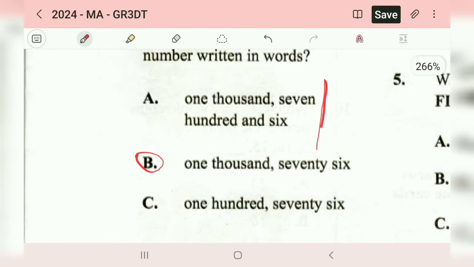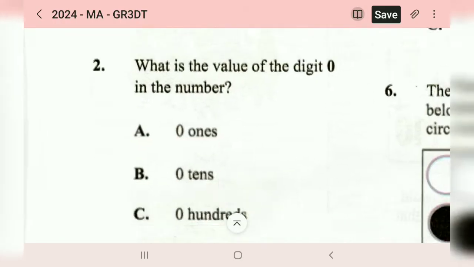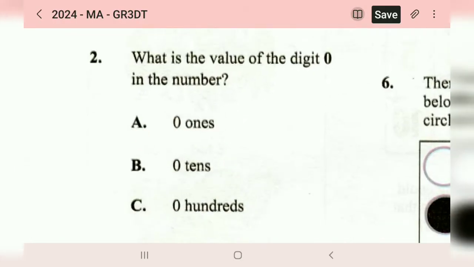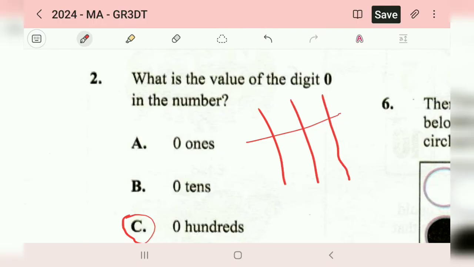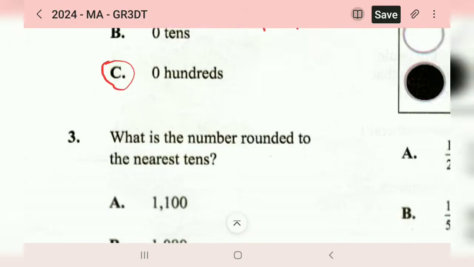Moving on to number 2. What is the value of the 0 in the number? We know it's hundreds because it never gave you any hundreds, but let's set it out. We have ones, tens, hundreds, and thousands. So in it, we have 76, no 100, and 1000. So it's 0 hundreds.